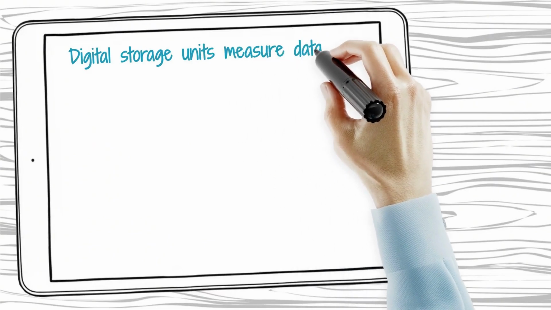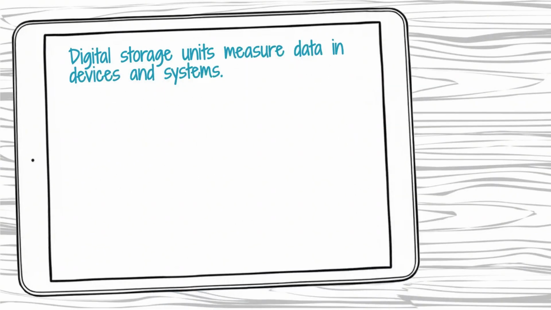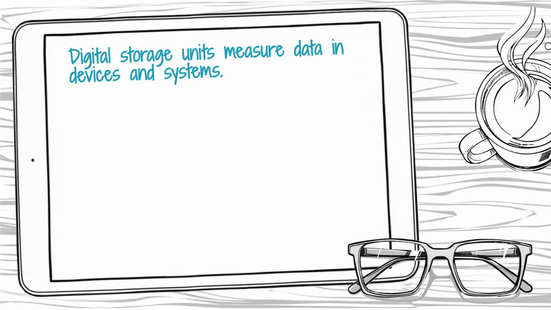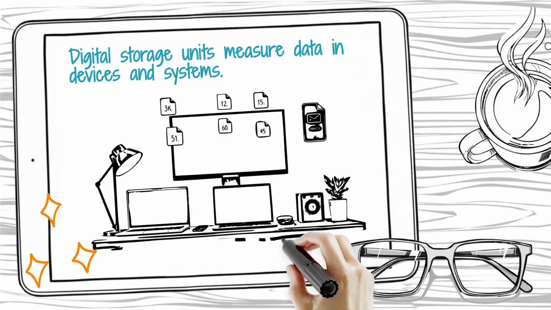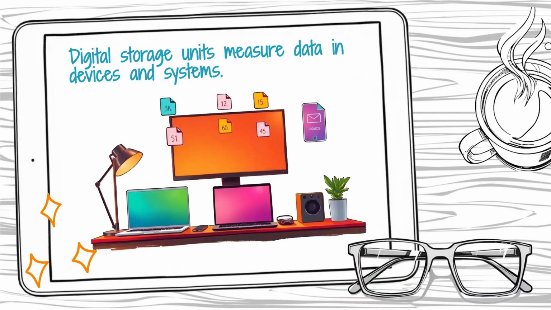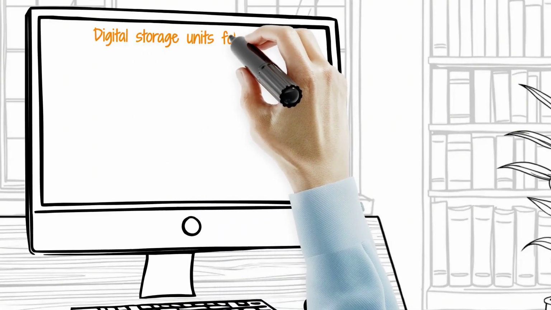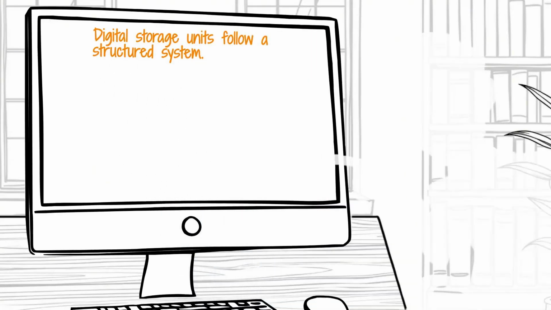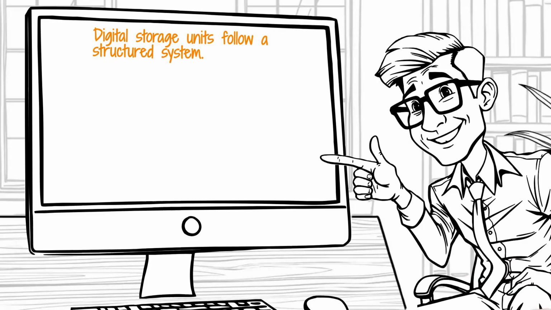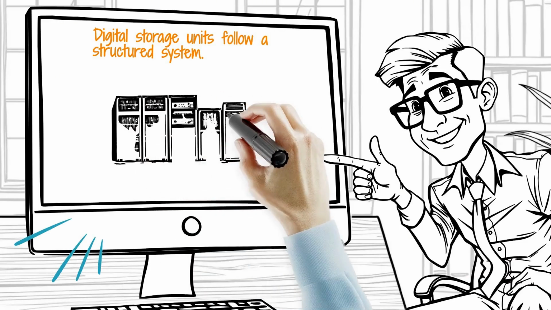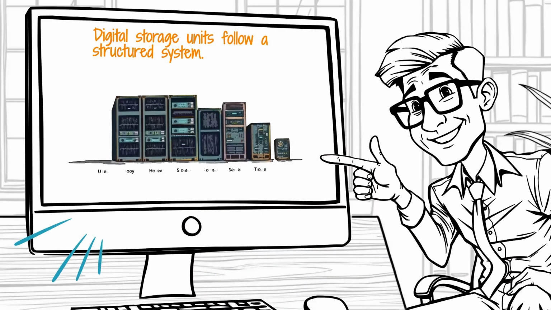Digital storage units are used to measure how much data a device can store or process. Everything on your computer, files, images, videos, apps, is made up of tiny pieces of data, and these units help us understand how large that data is. They follow a structured system, starting from very small units and scaling up to massive ones used in data centers. So now, let's break down every digital storage unit clearly, from the smallest to the largest.